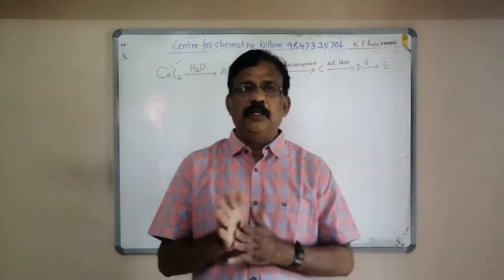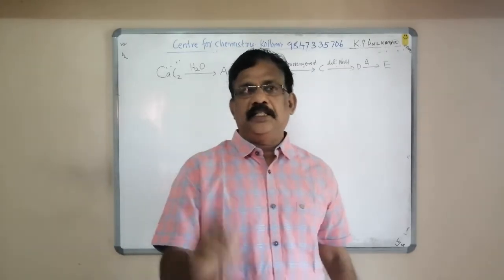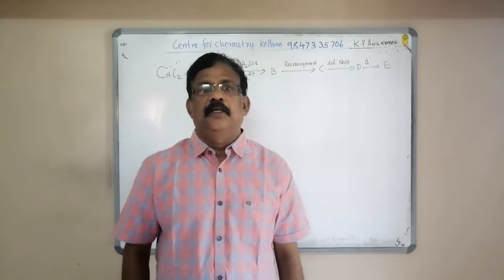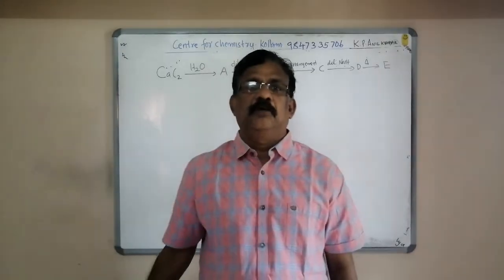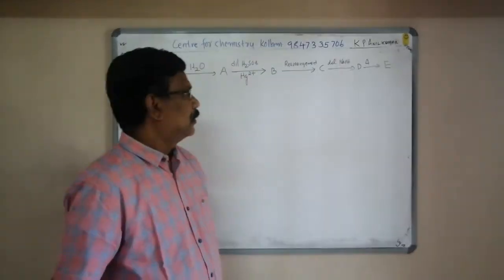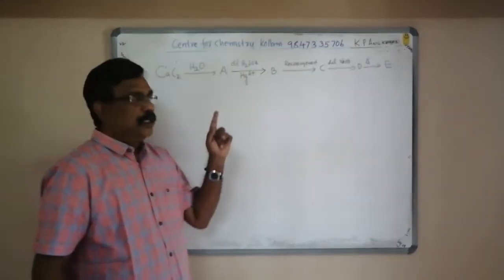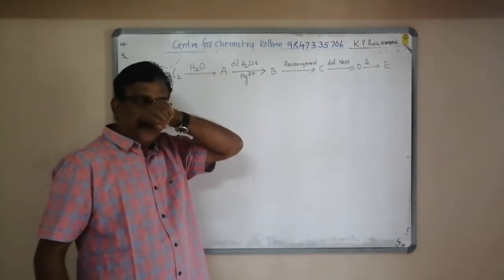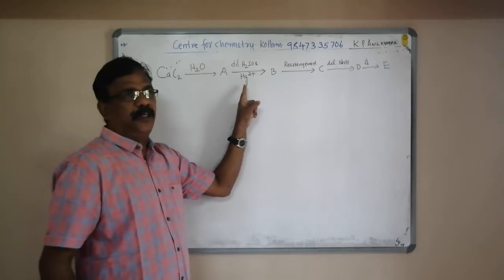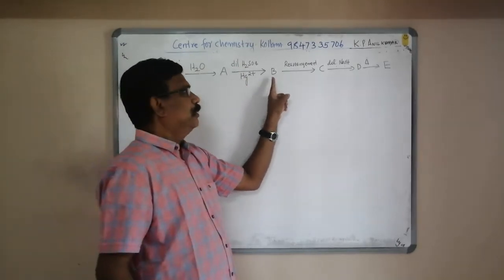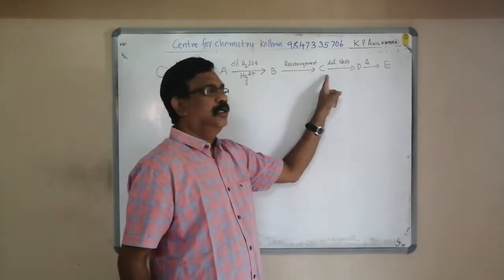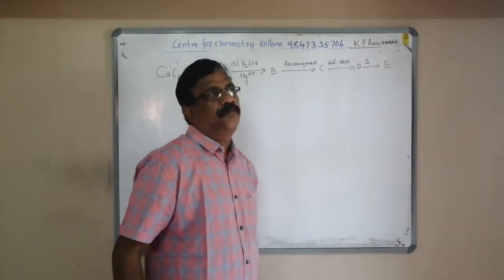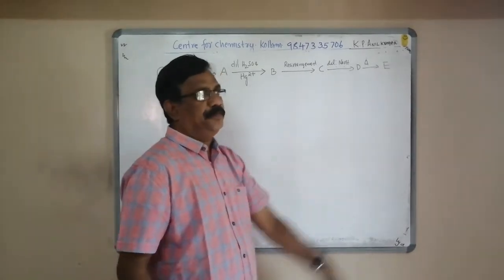students. In this video, we will discuss a new roadmap question and a new naming reaction. Okay, listen to the question. Calcium carbide, water, capital A. Dilute sulfuric acid, mercuric sulfate, capital B. B rearranges into C. On treating with a dilute alkali, D. On heating, E. So we can identify E.